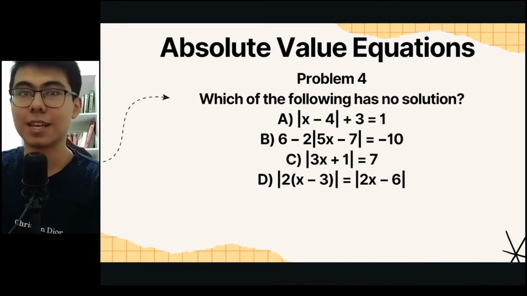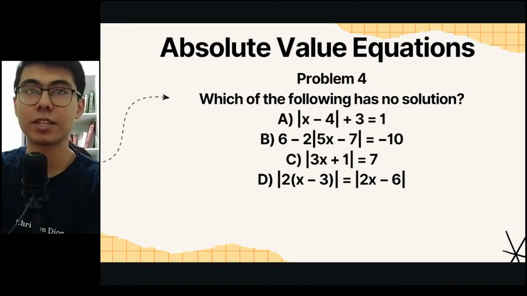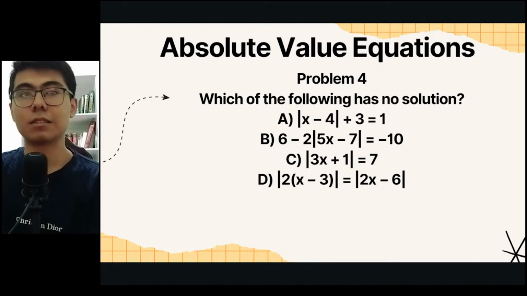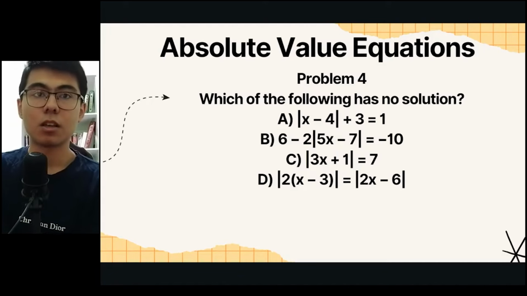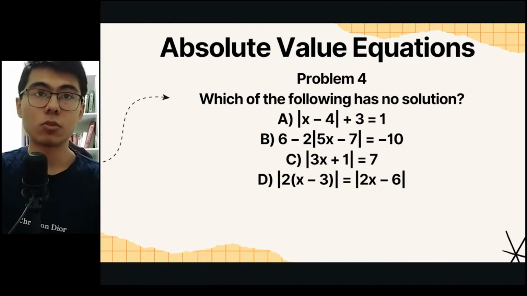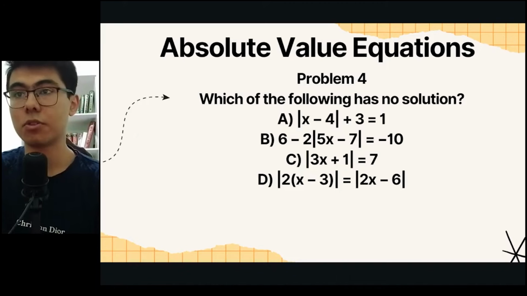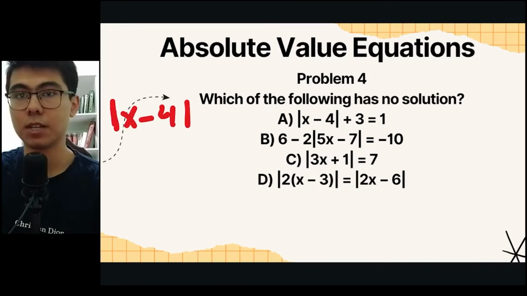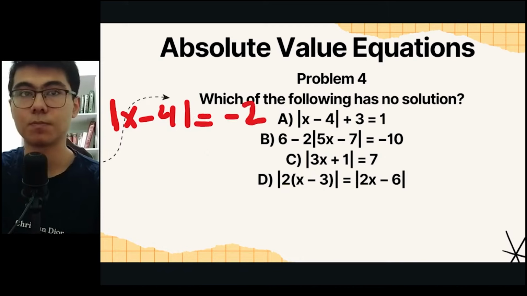Which of the following has no solution? And we have a set of answer choices right here. So the best way to solve it is by testing each choice. Let's start off with testing choice A. In this case, we can subtract 3 from both sides, and that's going to be |x - 4| = -2. Absolute value can't be negative, so it has no solutions.